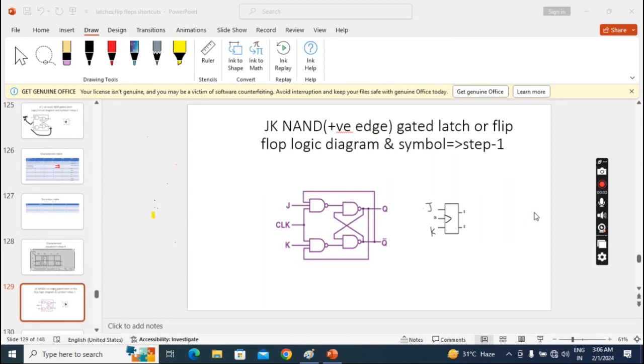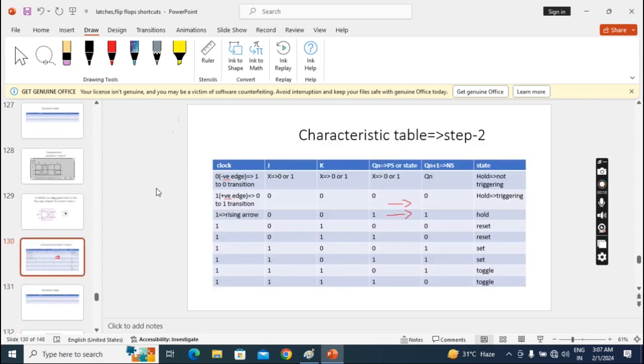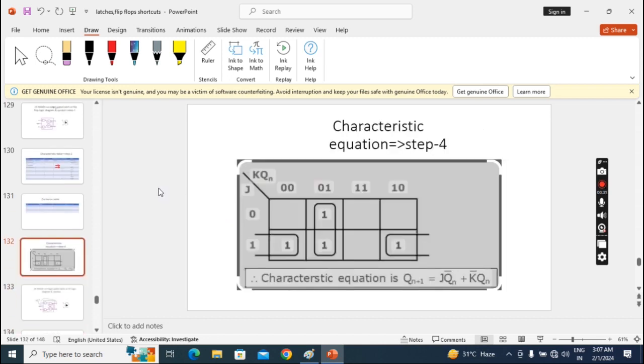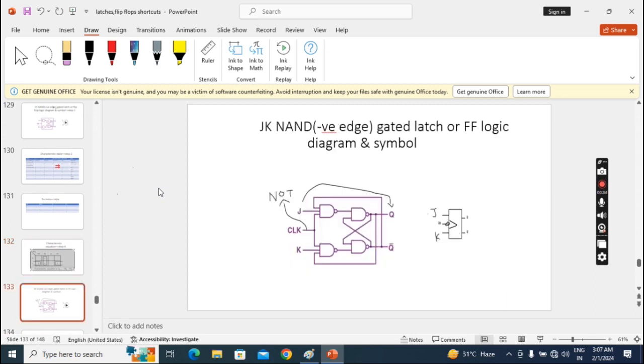In this lecture, we'll see the JK flip-flop with NAND latch part and with positive edge. Here the triangle will come, remaining everything same as the latch, JK latch. This table is the same as the latch. The latch will work with levels, it is working with edges. That you have to know. The excitation table and characteristic equation are the same as the latch.